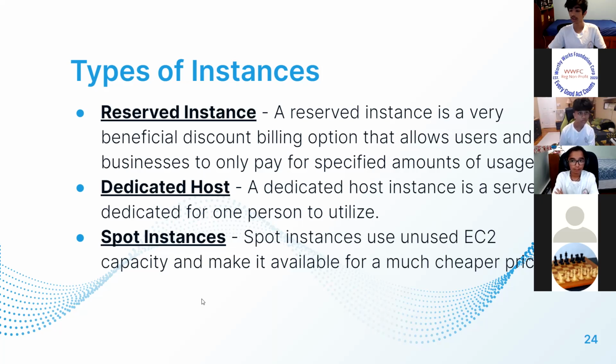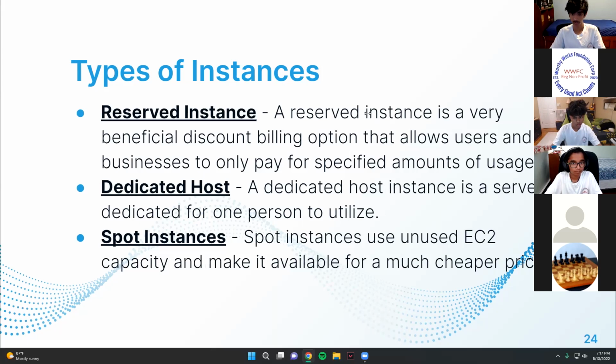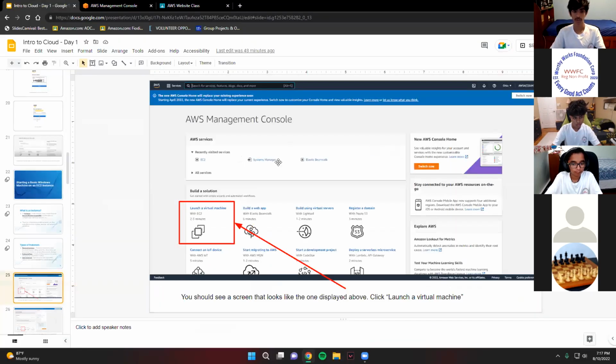And a spot instance are basically instances that use unused EC2 capacity and make it available for a cheaper price. So let's say there's one server, there are multiple people using its power, but there's still a little bit left that nobody is paying for. Amazon can make this available to you for a cheap price, but sometimes it can become unstable because a lot of people might be using that machine and you're only paying for unused capacity. So it might become used at times. All right. Those are the types of instances.